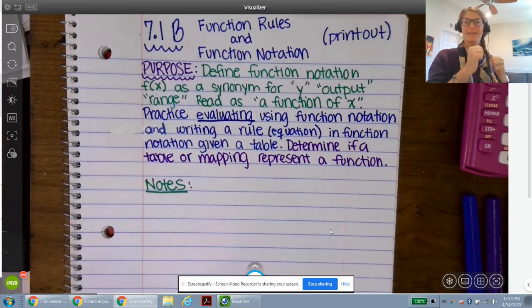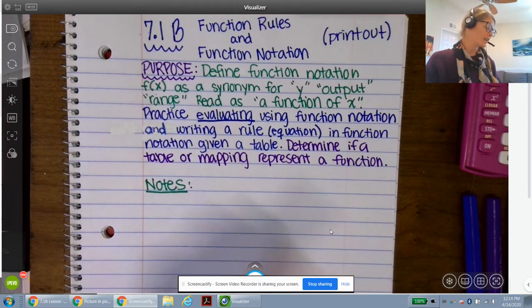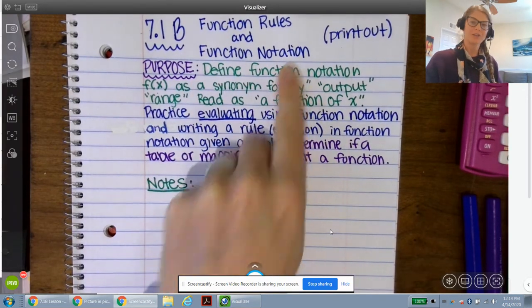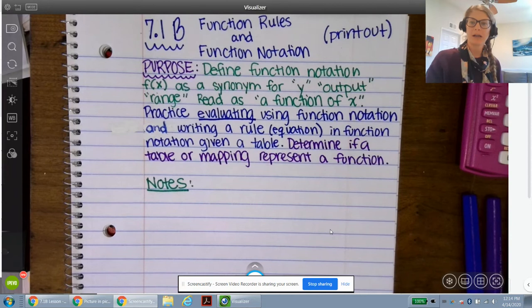Functions have the word fun in them. So let's get into the 7.1b lesson, which is function rules and function notation. And if you're still keeping up a notebook, I want to go over the purpose with you. If you need more time to write it down, you can always pause and write it down. But for everyone, it's really important to know what our goals are for this lesson.